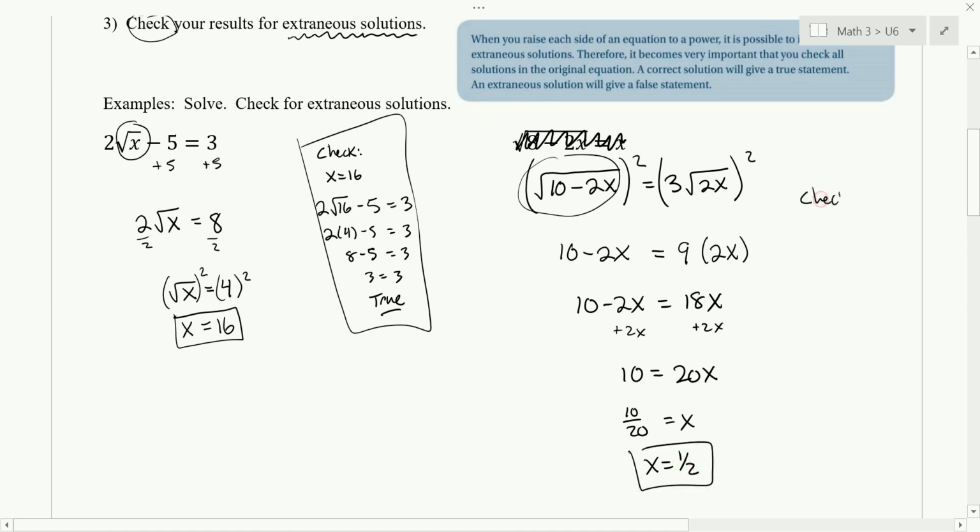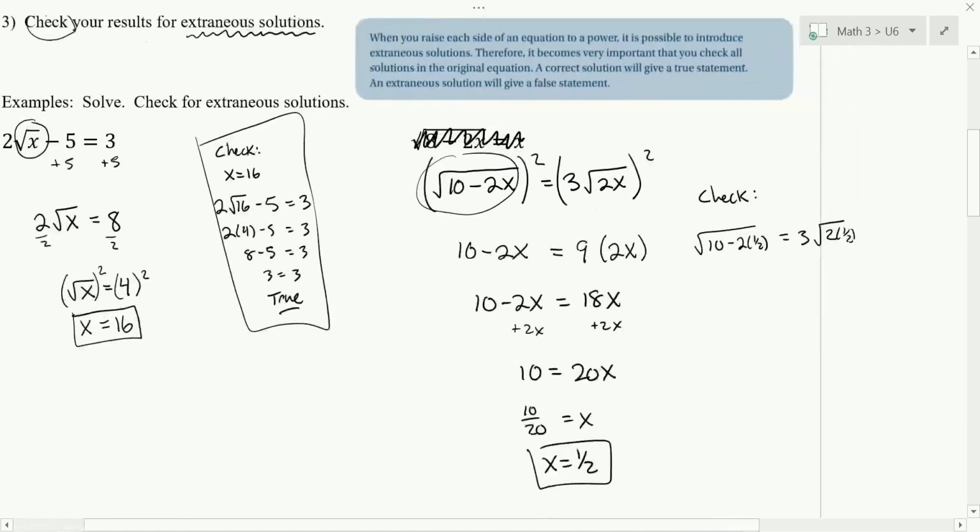Let's check to make sure that works. So is the square root of 10 minus 2 times 1/2 equal to 3 times the square root of 2 times 1/2? Well, 2 times 1/2 is what? 1. So that would be the square root of 9, because 10 minus 1 is 9, is equal to 3 times the square root of 1. True or false? That's true. Okay. So we keep it.